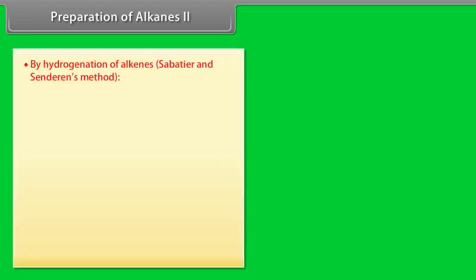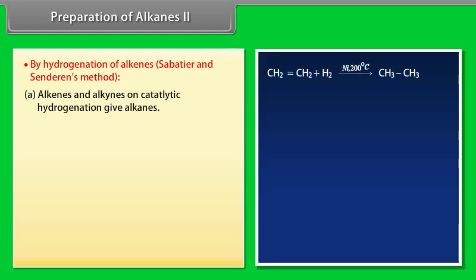Preparation of alkanes, part 2. By hydrogenation of alkenes and alkynes: Sabatier and Senderens' method. Alkenes and alkynes on catalytic hydrogenation give alkanes.